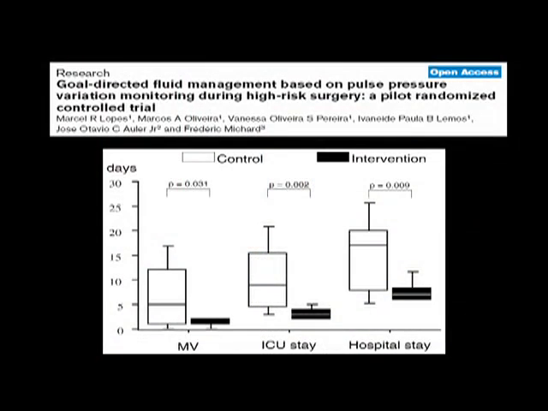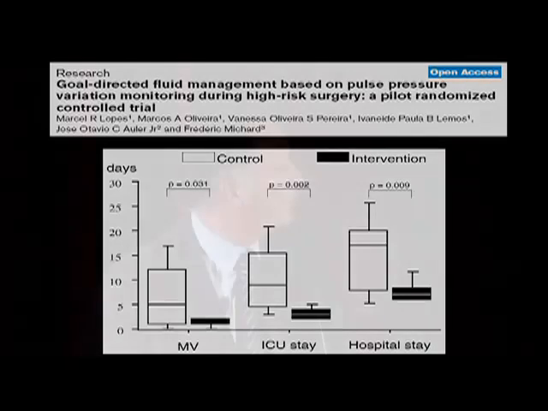And what they found at the end of this study was that the mechanical ventilation was less long in the intervention group. The ICU stay was shorter, and the hospital stay was shorter in the patients who were optimized for pulse pressure variation, because it's probably the same concept as cardiac output optimization. You optimize the pulse pressure variation, you decrease it, and then you know that you have optimized your cardiac output.